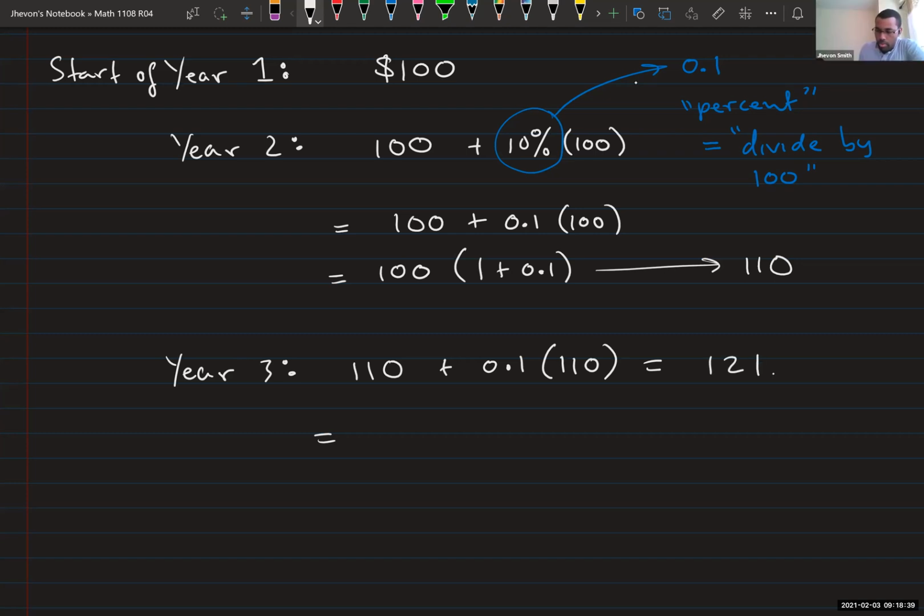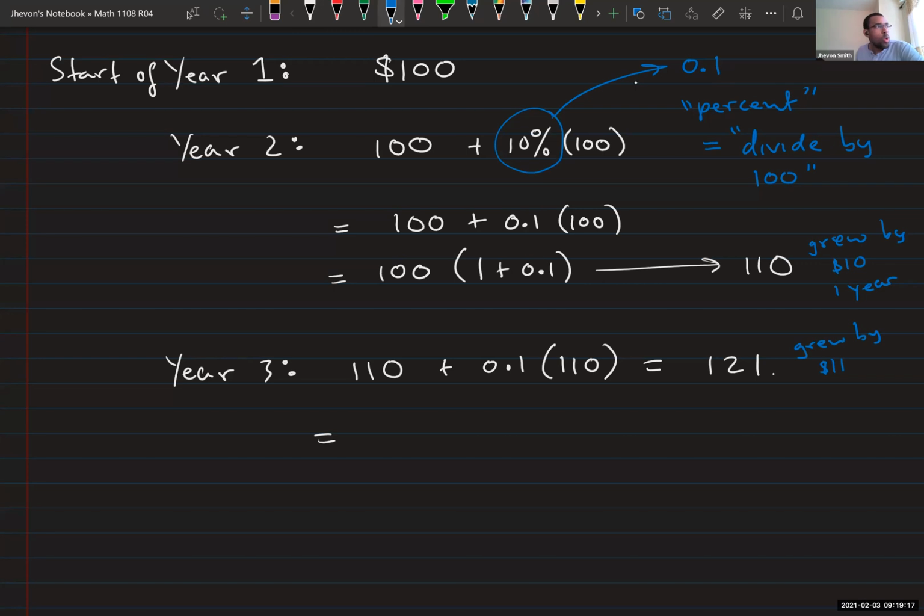121. I want you to appreciate that it grew by 10% the first year, and it grew by $10 the first year, but it grew by $11 the second year. And you didn't really touch anything, right? So it's growing by more and more every year. This guy grew by 10 in year one, and this guy grew by 11.